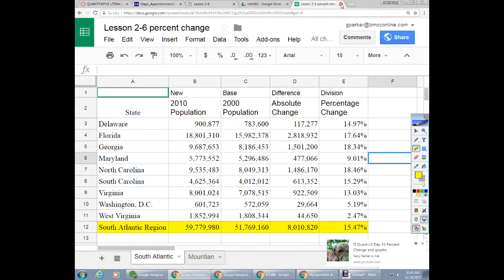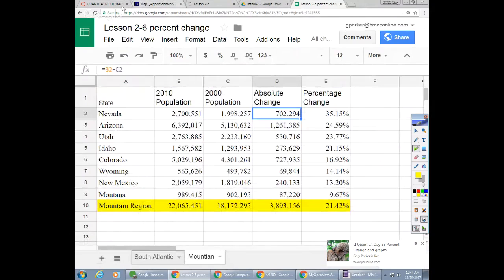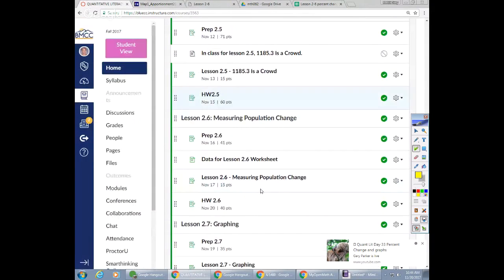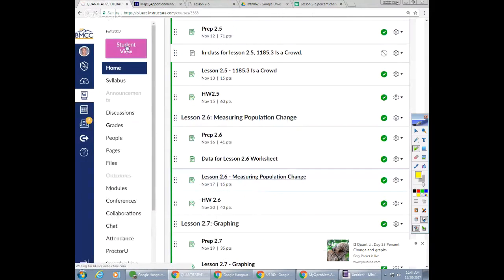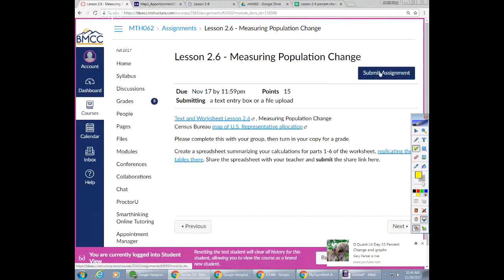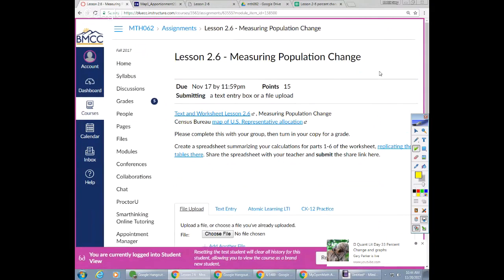Let's see. If you didn't finish the spreadsheet on both the South Atlantic and Mountain States, get that done, because then you want to upload it into the lesson here. So if you're a Google Sheet person, then you send me your share link in here. If you're an Excel person, you'll upload it. 3 people uploaded it so far. I wanted, for the questions, you only had to do 1, but for the spreadsheet, I wanted you to do both just to get practice doing it.